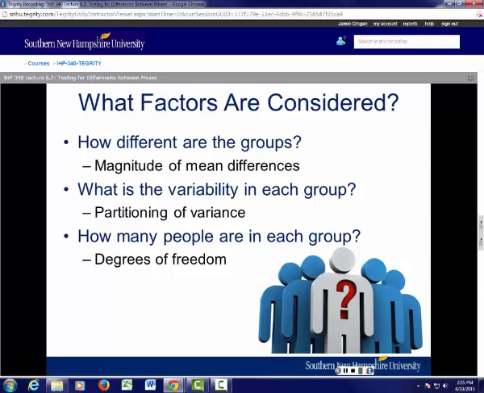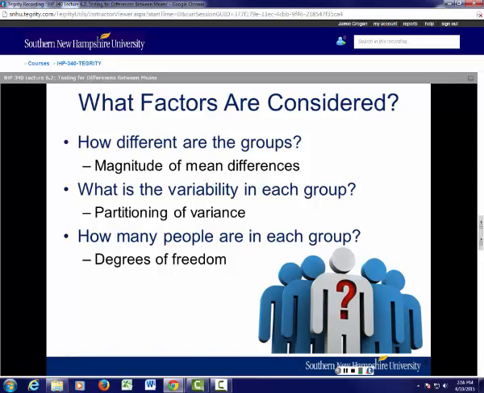The other thing we're going to look at is what is the variability in each group. And so there's this idea of the partitioning of variance, meaning how is the variance within each group compared to between groups compared to the variance of the entire group altogether. And I'll show you a picture of this coming up.